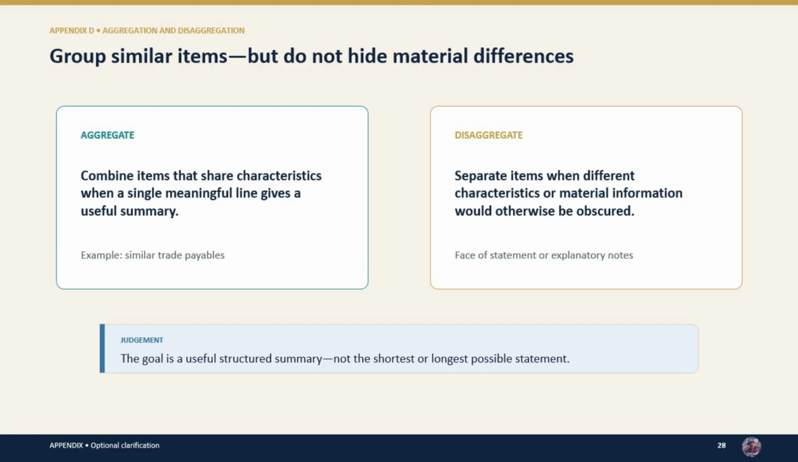Aggregation combines items sharing characteristics when one line gives a useful summary, for example, similar trade payables. Disaggregation separates items when different characteristics or material information would otherwise be obscured. Separation may be on the face of a statement or in the notes. The goal is neither the fewest lines nor maximum detail. It is a useful structured summary that does not hide material differences.